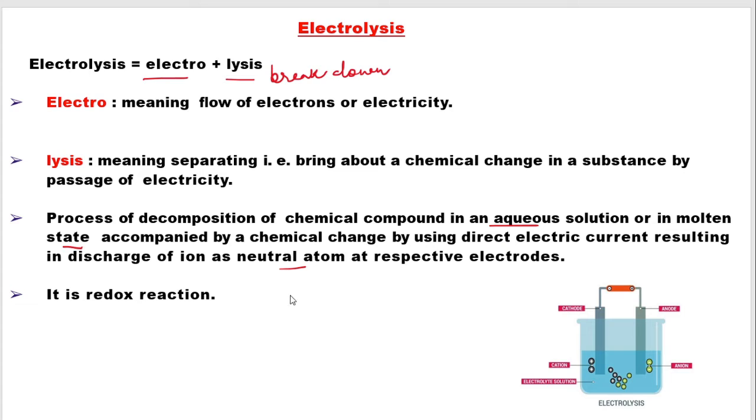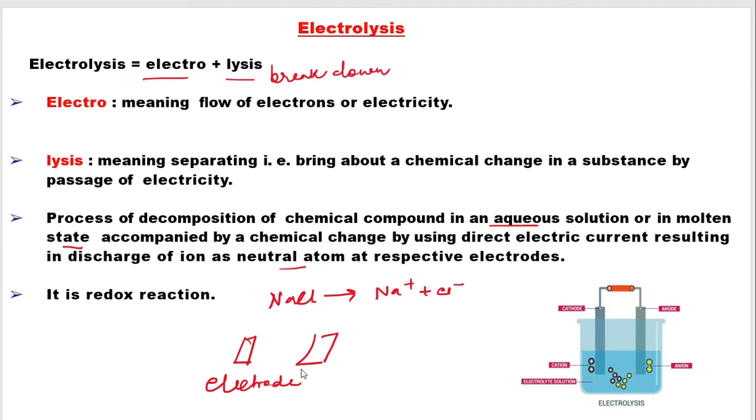What will happen? Suppose you have a compound NaCl. When electricity is passed through it, it will break into its ions, that is Na+ and Cl-. Now each ion will go to a different place and get deposited there. That deposition will take place at the respective electrodes, and the process is called electrolysis.